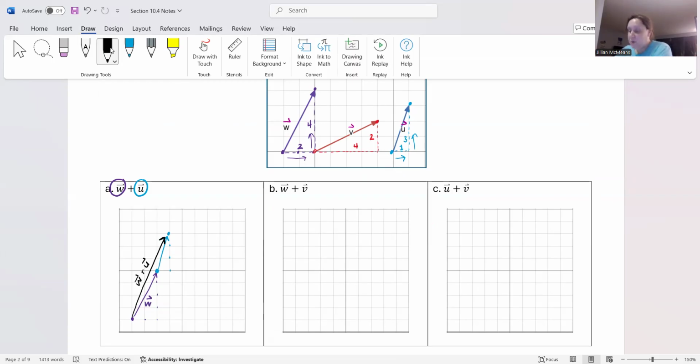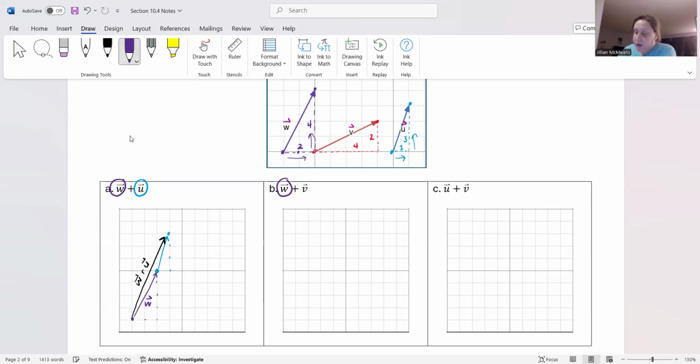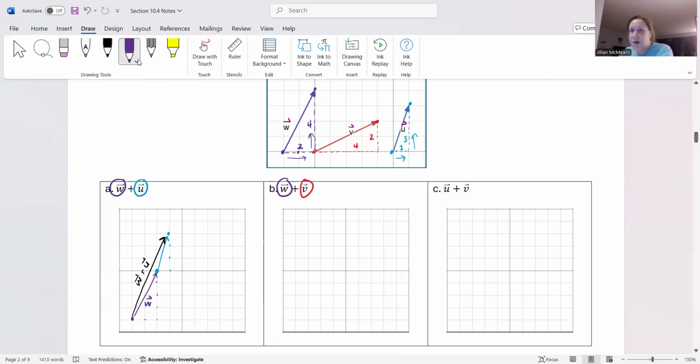For part B, we have vector W plus vector V. I'm going to circle them in their appropriate colors so that we don't get confused: purple and red. And remember, my resultant I'll always do in black. So we're going to start with W, so let me go back to purple. We can start it anywhere. You just want to make sure you have plenty of room to add all your vectors together. So I'm going to start mine here again. It doesn't have to start there. I'm just choosing to start there so I have plenty of room.